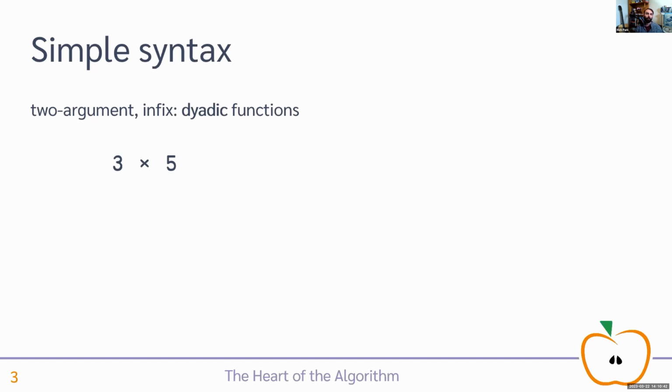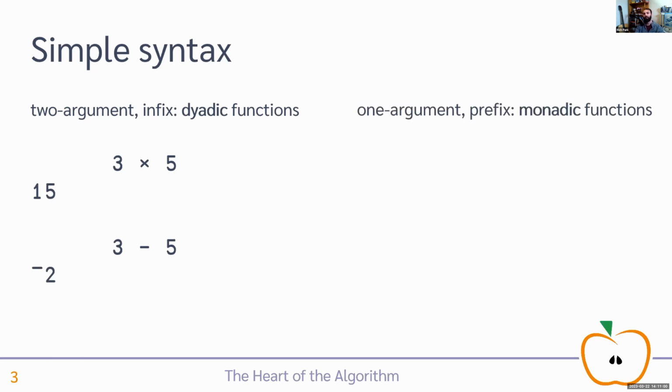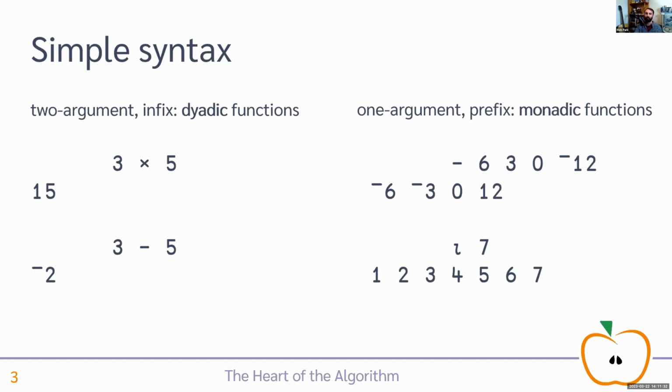We really just have, at the basic level, two argument functions, infix, so they go between the arguments, and we call these dyadic functions. So one example is multiplication, and another is subtraction. And then on the other hand, we have our one argument functions. We call these monadic functions. They go before the argument, even if that argument is itself a whole array of elements. We say this just takes one argument. So this here is negation. We're going to negate all the numbers in this list. And another example here is iota, the index generator, which says get me the first 7 integers.